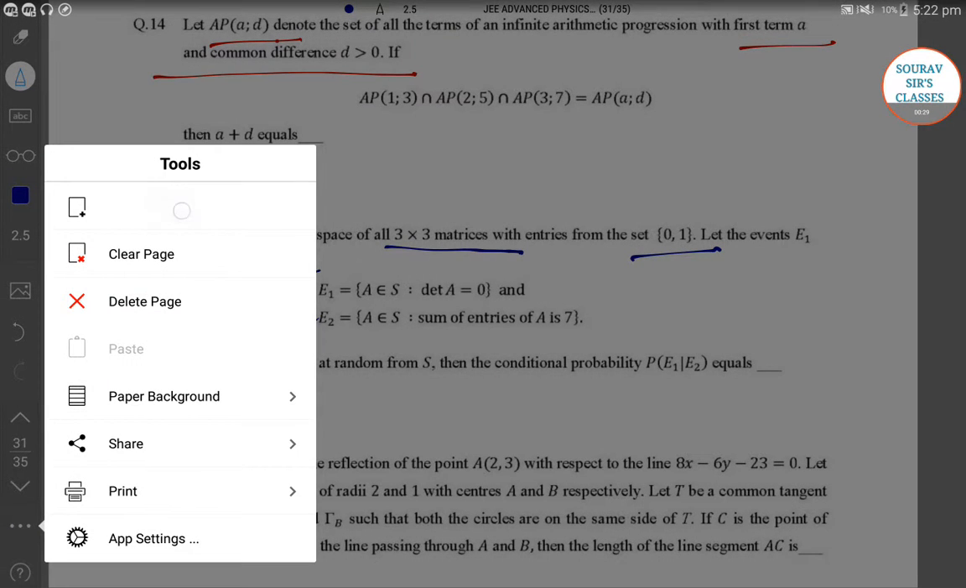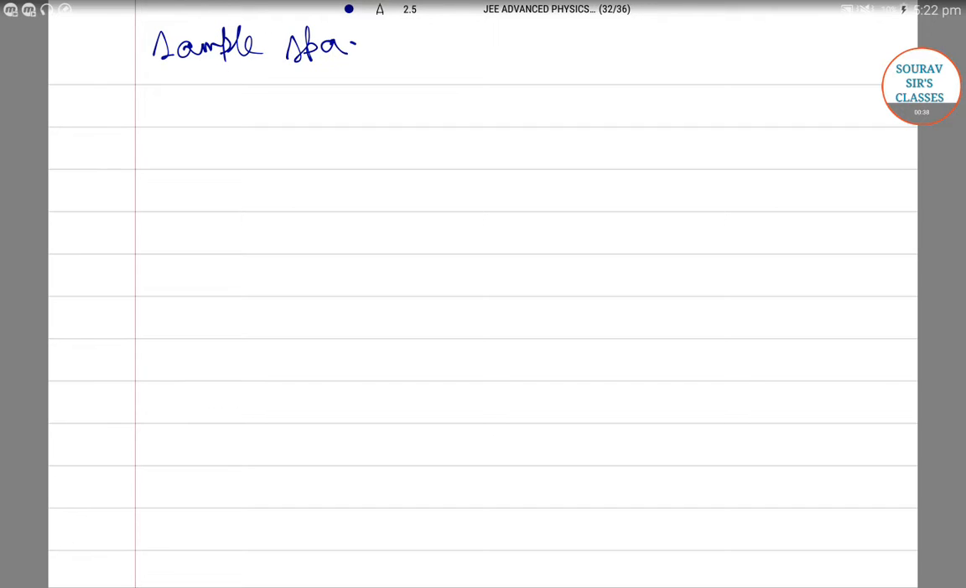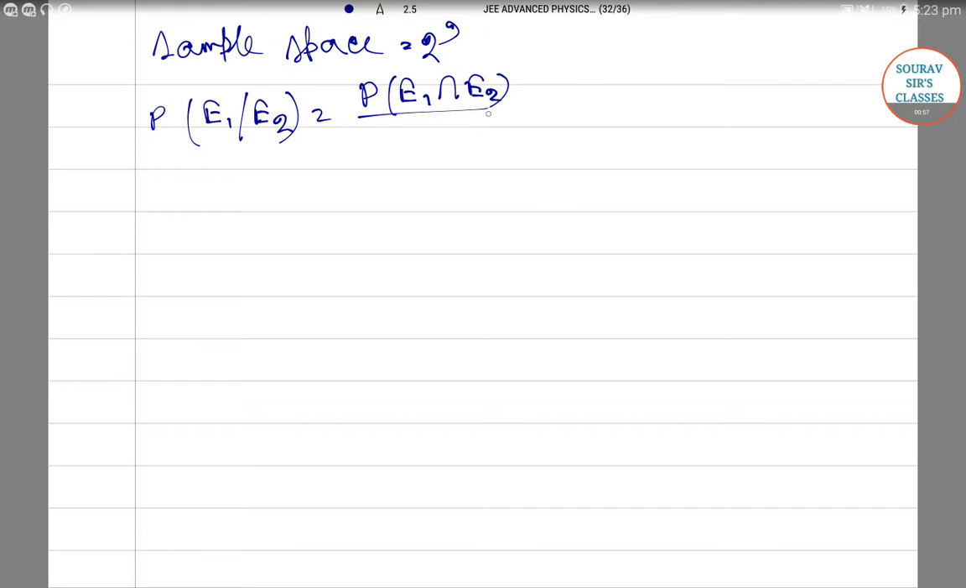So the sample space is equal to 2 to the power 9. Here the probability of E1 over E2, probability of E1 given E2, is the probability of E1 intersection E2 divided by P of E2.